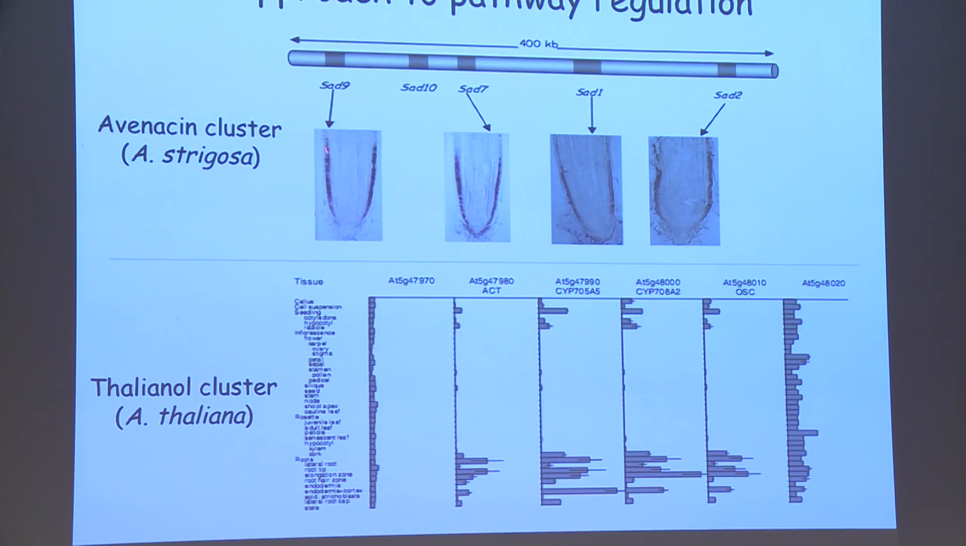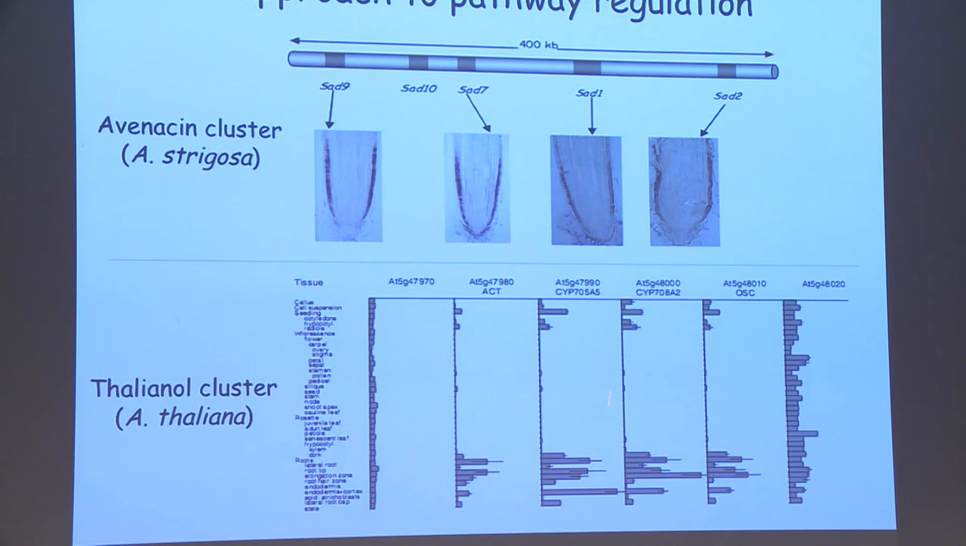And I've shown you that the genes in the oat cluster have this very, very tight expression pattern. In Arabidopsis, this is in silico gene expression data. These are the four genes of the thalianol cluster, and you can see their expression patterns across different tissues is very similar. When we get to the edges, to genes that are not involved in this pathway, the expression pattern is different. So these are windows of co-expression.